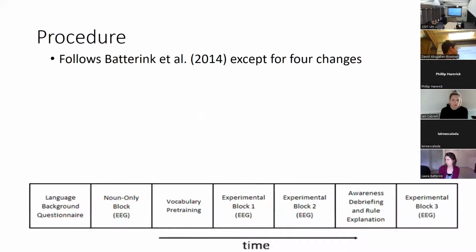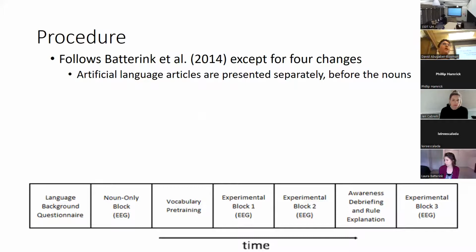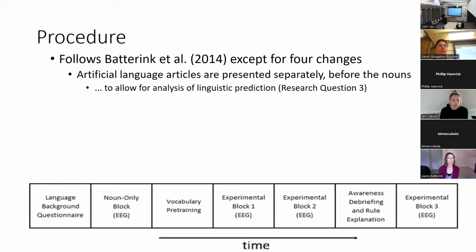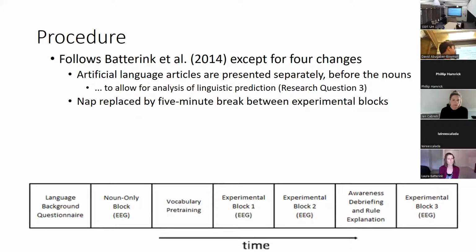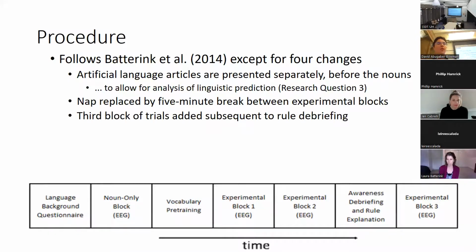Our procedure basically follows what Patterson 2014 did, except for four major changes. Number one is the fact that the artificial language pseudo words were shown on a separate screen before the noun instead of on the same screen. This allows us to look at prediction. Next, instead of having a 90-minute nap, they had only a 5-minute break between block 1 and block 2. And then the third block of trials was added after the rule debriefing interview.